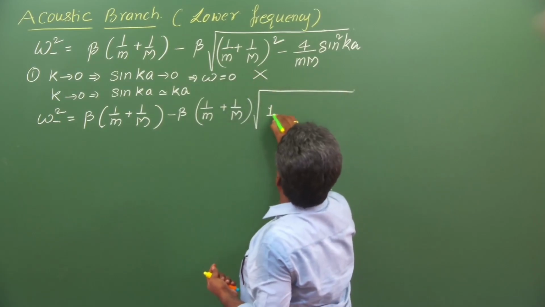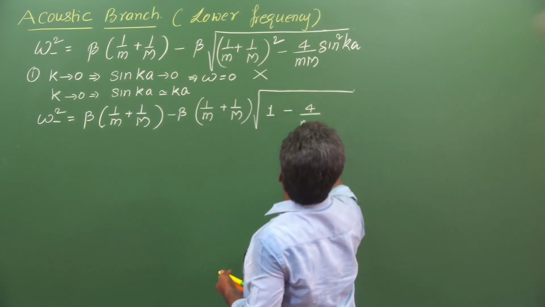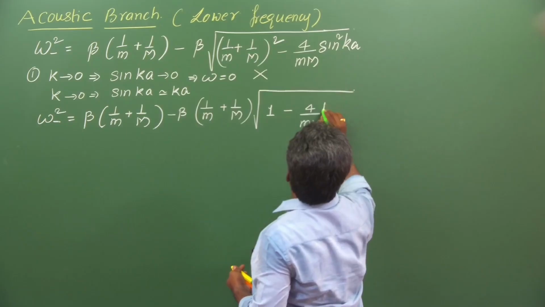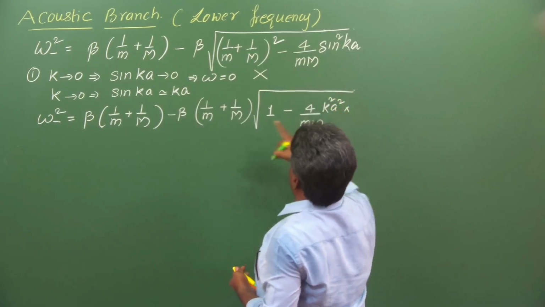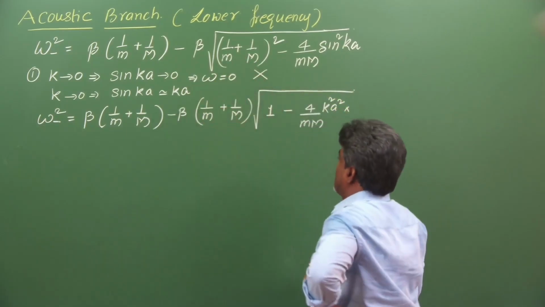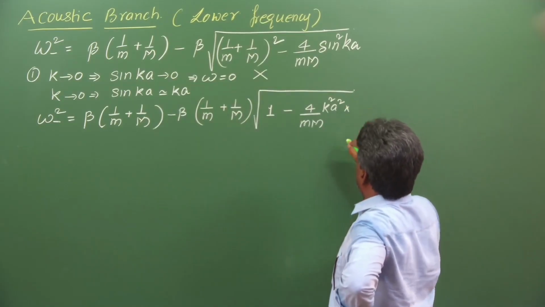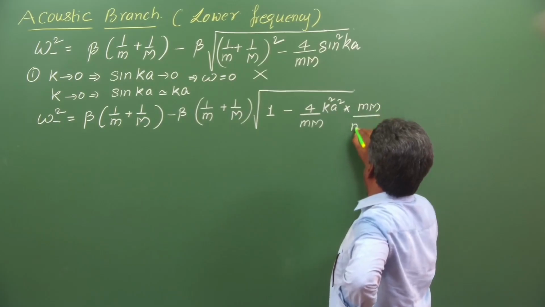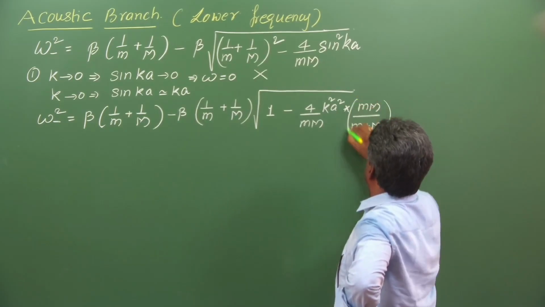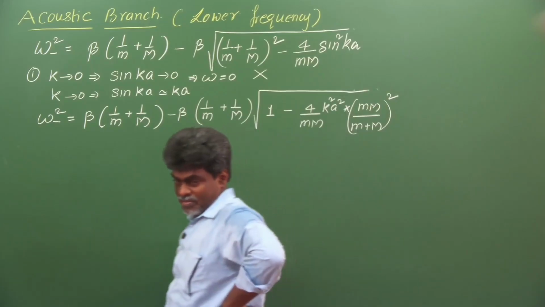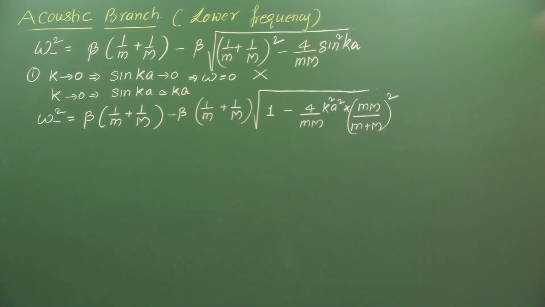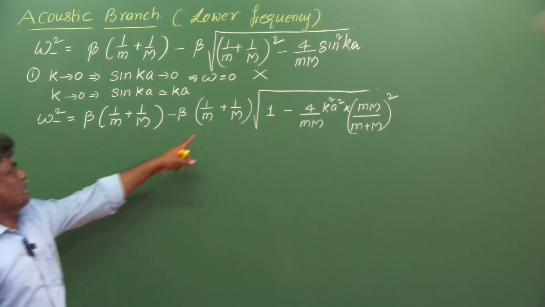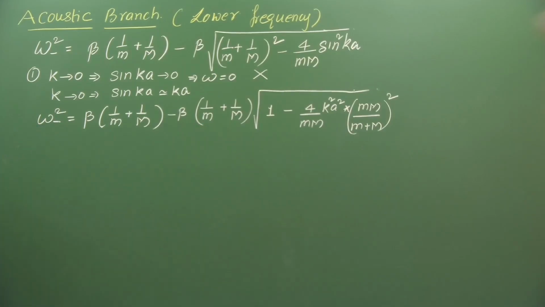So here it is 1 minus 4 by small m capital M, it is k square a square. But you have taken this common. That's why it will be how much? Please check carefully. Small m capital M by small m plus capital M whole square. Why? Reverse you have to multiply because you have taken common. Please do it. That is also your previous CSIR question.